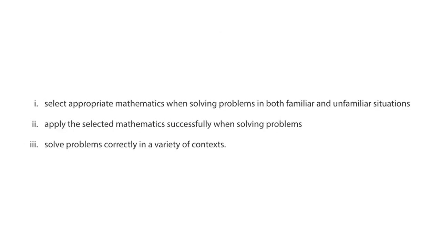Criterion A is split into 3 key skills. First of all, you need to be able to see the problem and choose the right maths. Let's say, for example, you had the question 3.5 times 2.4. There are many different ways you could approach this question.